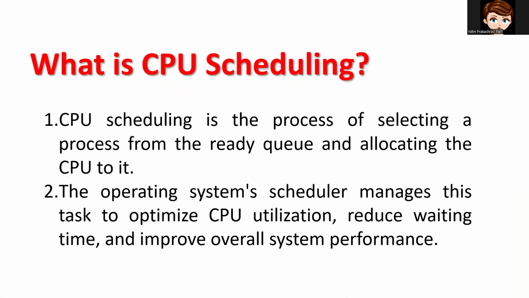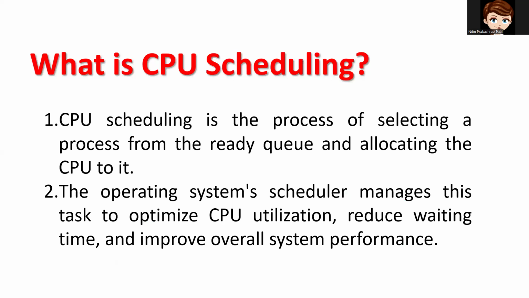So when we define CPU scheduling, it is said to be the process by which your operating system decides which process from the ready queue will be assigned to the CPU for execution. Now, the scheduling mechanism is very critical to ensure efficient CPU utilization. Also, we have to minimize the process waiting time and optimize the overall system performance.